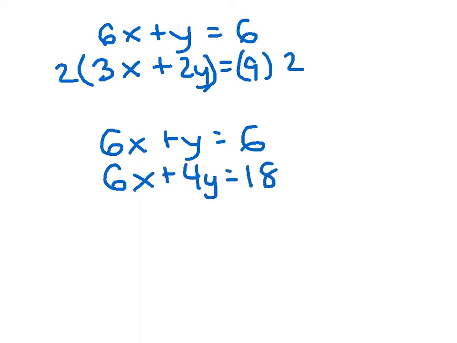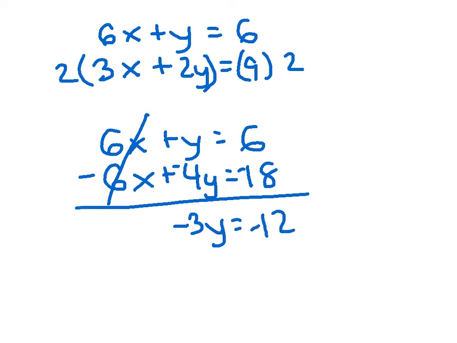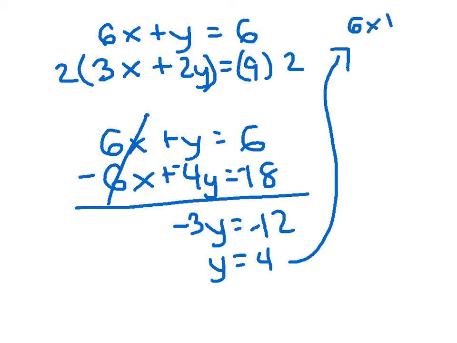Make sure you distribute your numbers throughout the equation. And here, because my terms are not opposites, I need to subtract. If that becomes negative, so must this one, and this will also become the opposite. Those two terms cancel out, so now I'm going to have negative 3y equals negative 12, and y equals positive 4. And now I just substitute the 4 into one of my equations, and since the first one seems easier, I'm just going to substitute 6x plus 4 equals 6, and you should end up getting a solution of x equals 1/3.